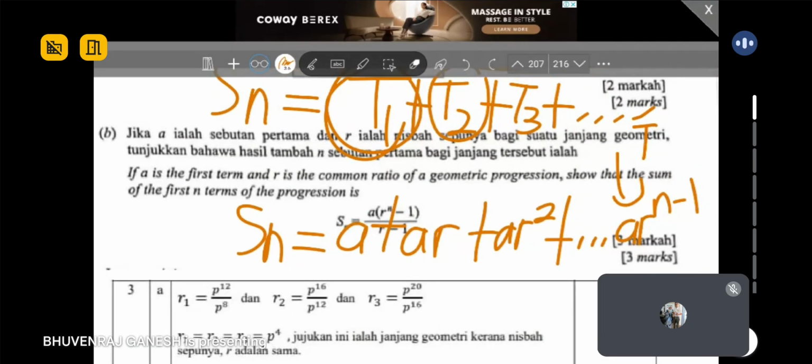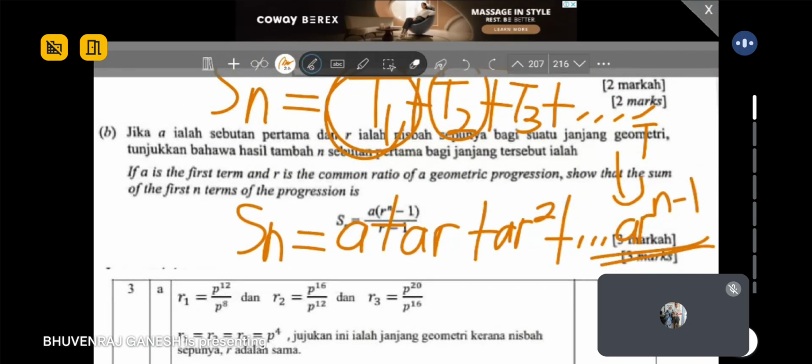Okay, for this trial paper, they just stop over here, the working. Okay, tapi kalau letak pun tak ada masalah. No problem. Okay, so anyone, second equation, come on, think and see.